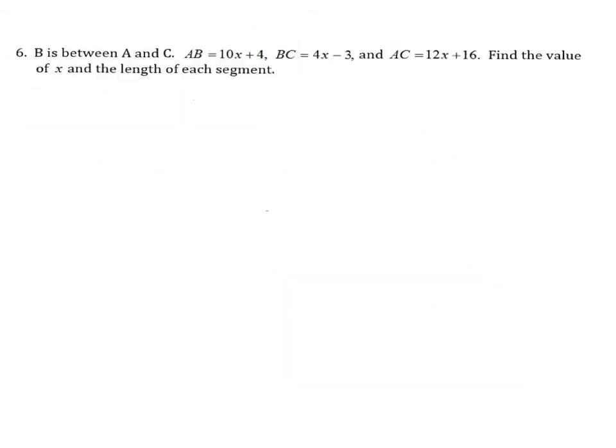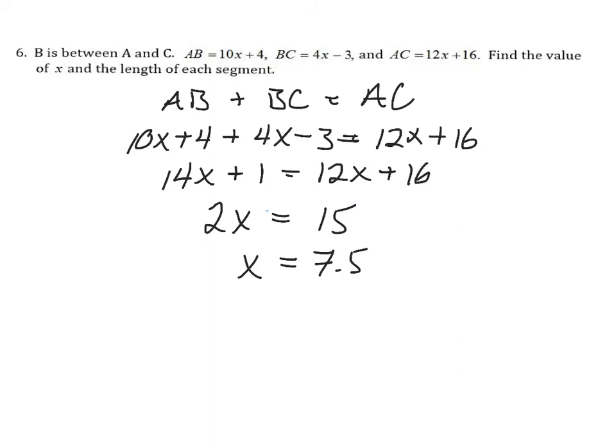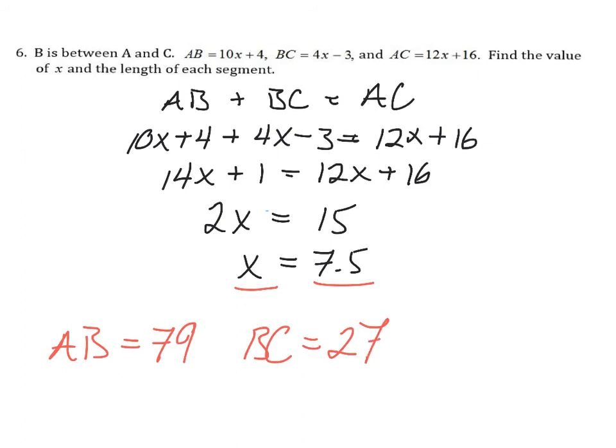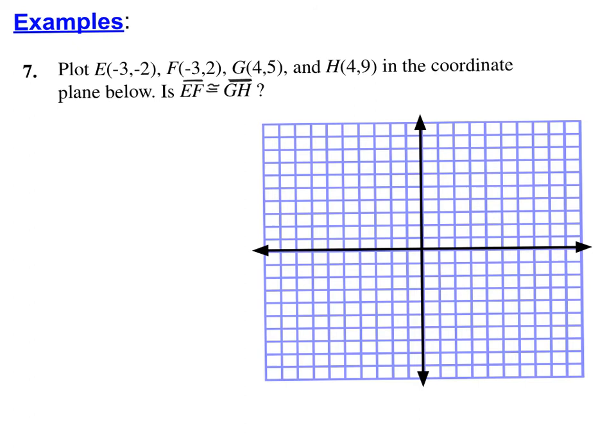Take a minute, try this next one out on your own, and I'll reveal the answer in a couple seconds. So after we set up our equation and solve, it looks like we end up with x equals 7.5. And after I go back and plug it in, AB is going to be 79, BC is going to be 27, and then the whole thing, AC, is going to be 106. Which checks out.